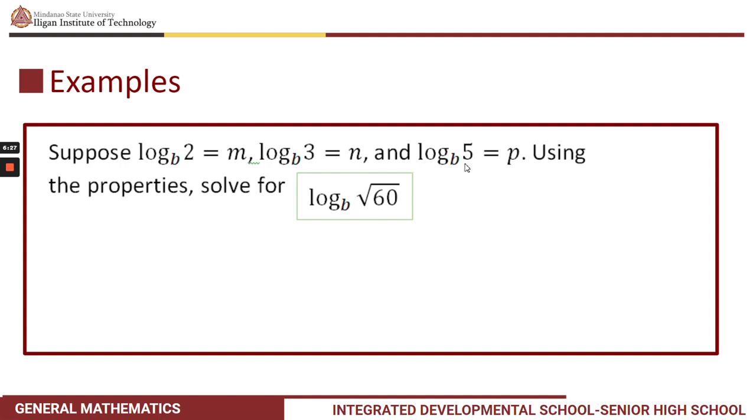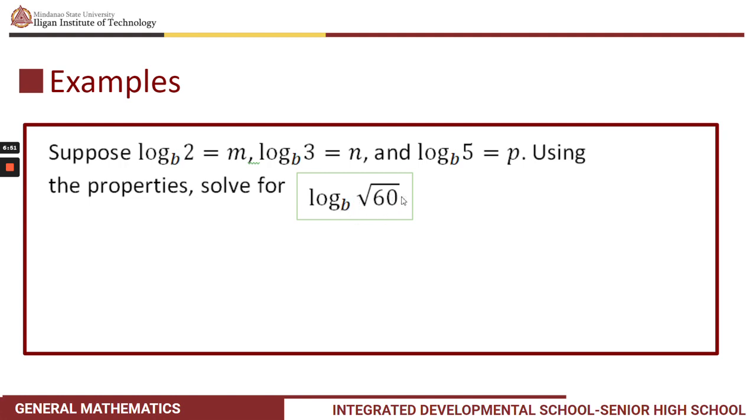And log with base b of 5 equal to p. Now, using the properties given, solve for log with base b of square root of 60. So what we will do is express it in terms of m, n, and p. Okay, so we have here log with base b of square root of 60.